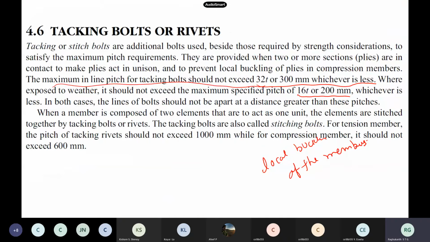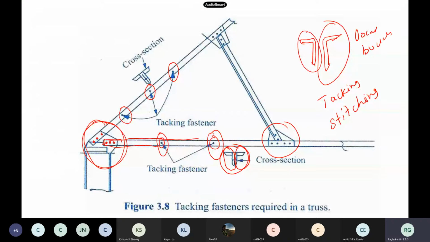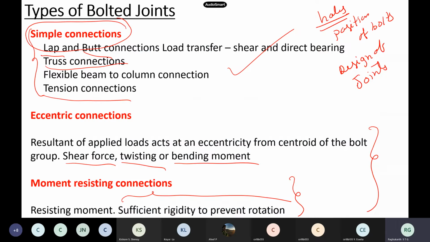Then we also discussed tacking bolts. This happens generally in trusses when you are joining two members through a gusset plate or something. These two members should also be joined somewhere else, not only at the connection, but at other places also. Otherwise, local buckling may happen. These bolts are known as tacking bolts. This also we discussed in the last class.